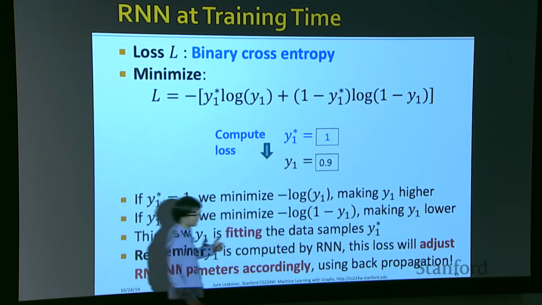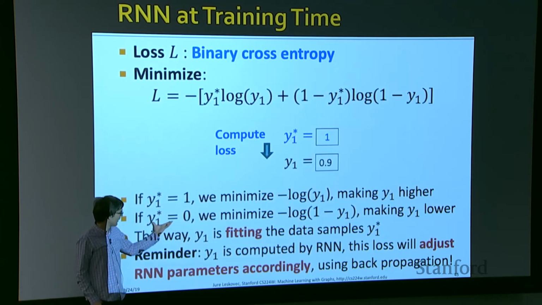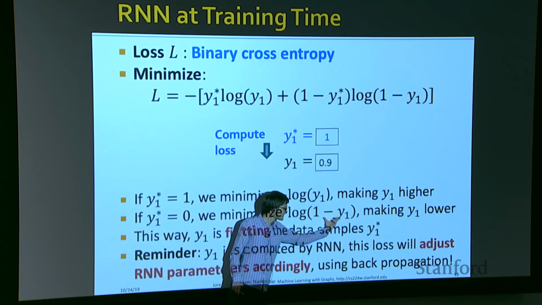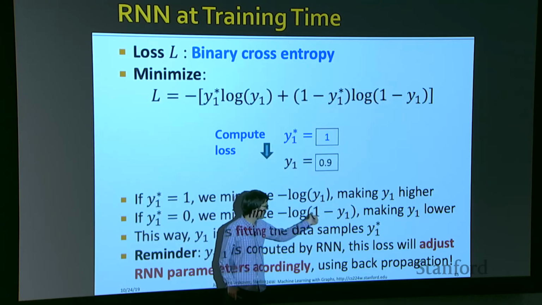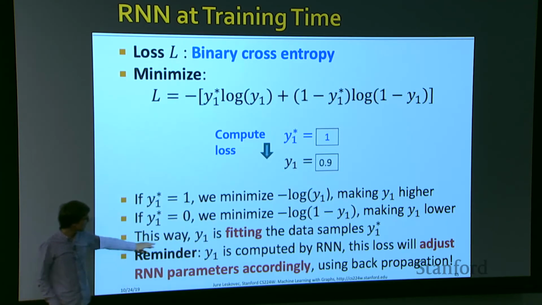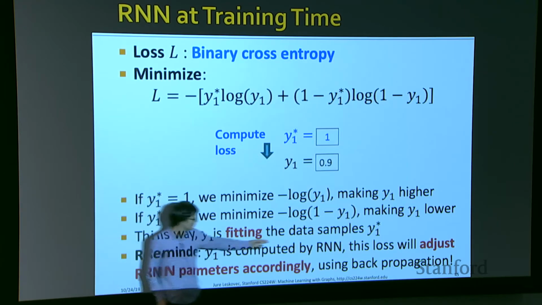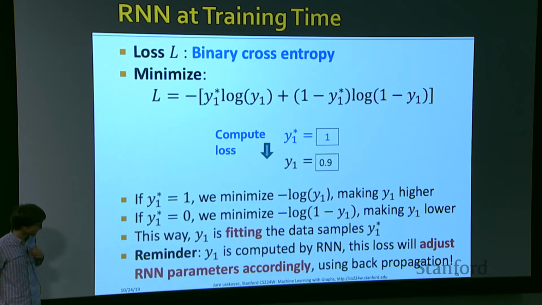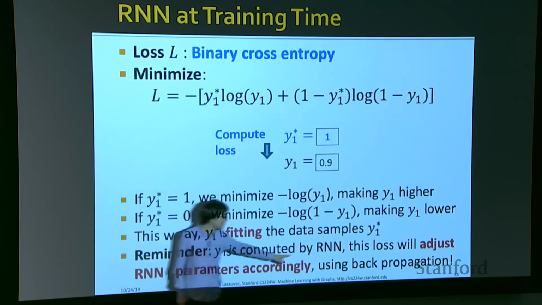So we want to make minus log y larger, and if there is no edge, we want to make 1 minus y larger, which means we want to make minus log of 1 minus y smaller. And this way we are basically fitting the outputs to the ground truth samples, or to the training data. Remember that this output y, this edge probability, is computed by the RNN.